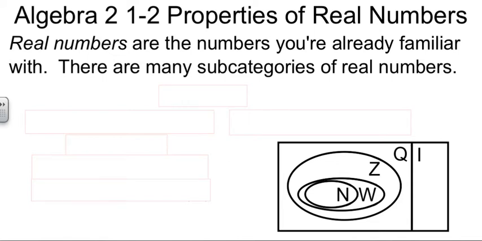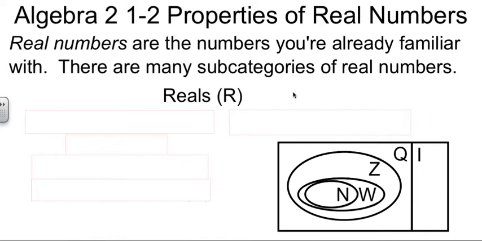This is Algebra 2, Chapter 1, Section 2, in which we study properties of real numbers. Real numbers are just the numbers you already know. They're whole numbers, they're fractions, they're decimals, they're square roots, they're everything you already know about. There are many subcategories of real numbers.